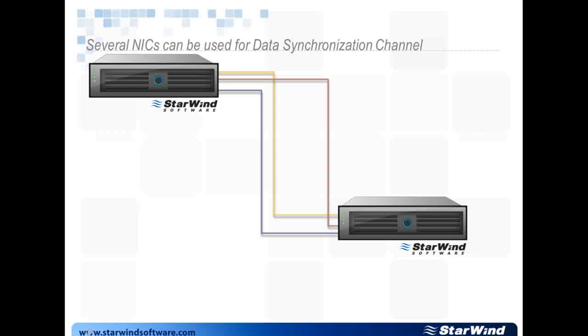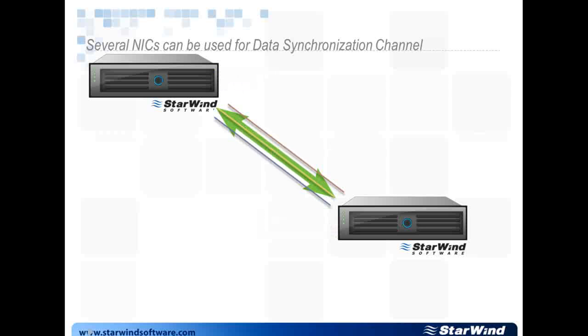So now if you have two 1 gig NICs, for example, you can simply set up both of them to be used simultaneously for the sync channel data link within the StarWind management console. As a plus, you are getting centralized management and you have no need to use third-party software.